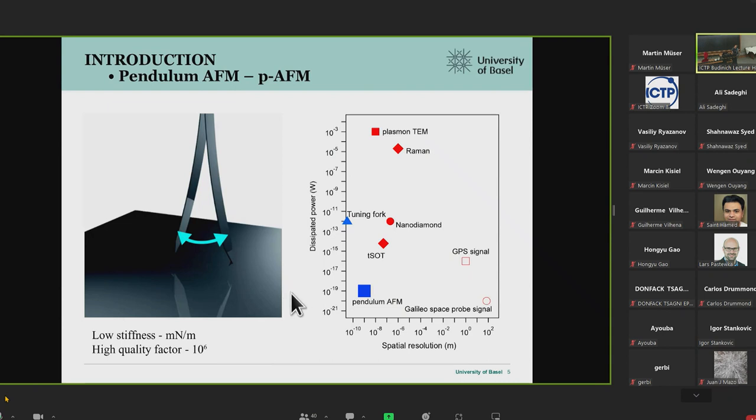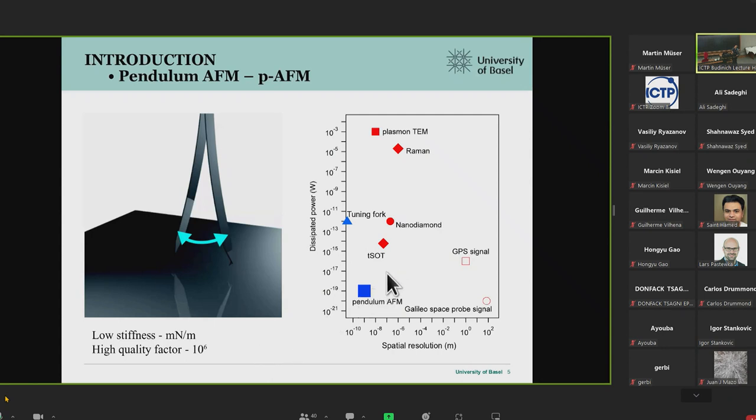The reason for the suspension is quite clear. We use extremely soft cantilevers. So if you just come with a normal suspension, like standard FM geometry, you will just snap to contact. So we want to avoid the snapping. Quality factors are quite high, even on the order of 1 million.